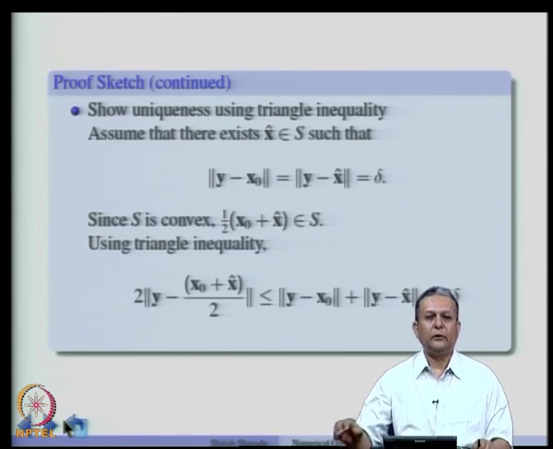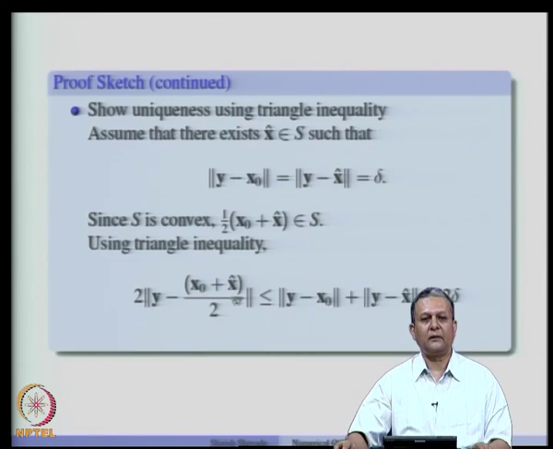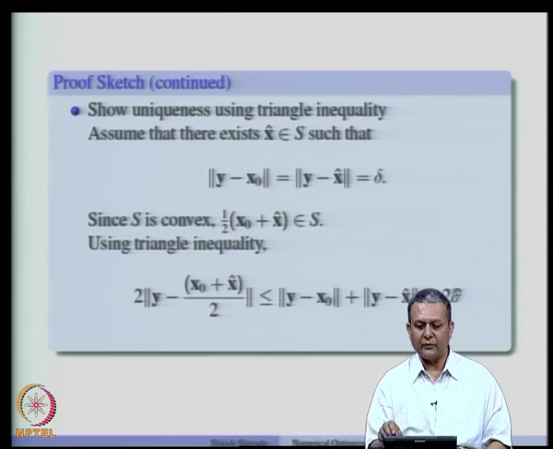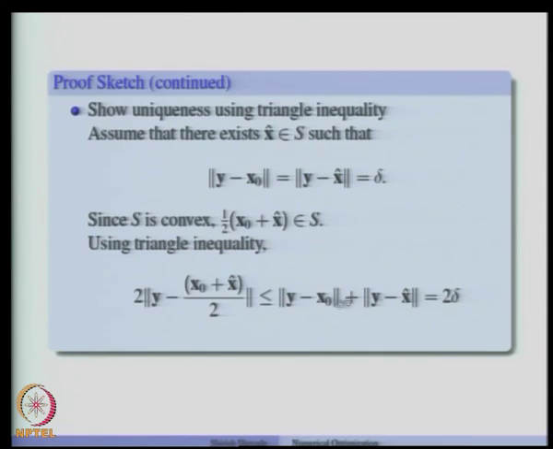If we use the triangle inequality, what we get is that the distance between y and (x naught plus x hat) by 2 is less than or equal to the distance between y and x naught plus the distance between y and x hat. Now, we know that the distance between y and x naught is the same as the distance between y and x hat, which is delta. So, the right-hand side becomes 2 delta. So, what we have is that the norm of y minus (x naught plus x hat) by 2 is less than or equal to delta.